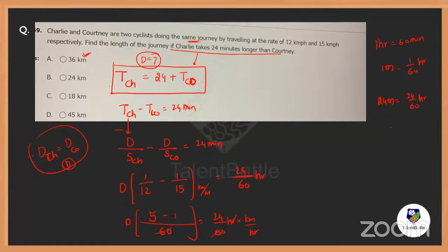60 gets cancelled. 5 minus 4 is 1. So D into 1 is equal to 24 kilometers. So what is the value of D, everybody? D is 24 kilometers. Is this question crystal clear, everybody? Yes or no? Understood this point enough? Clear, everybody? Understand your mistakes also, others?